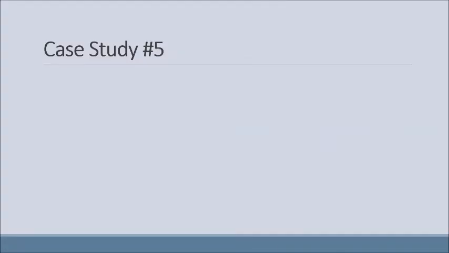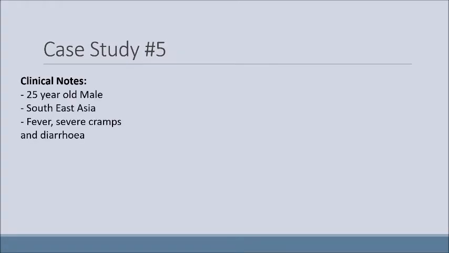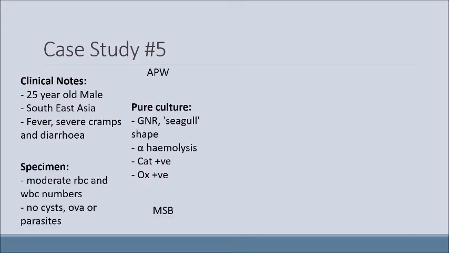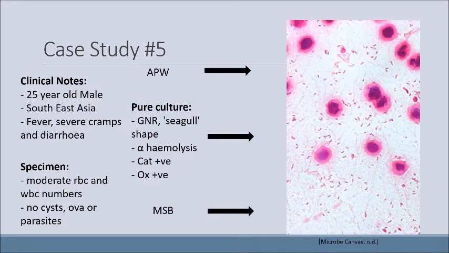Case 5 showed signs of invasive gastroenteritis, with the 25-year-old male having fever, cramps, and diarrhea. A loose stool sample had moderate levels of RBCs and pus cells. The pure culture of the specimen contained GNR bacteria with distinct S shape. Already we were suspecting Campylobacter species due to its unique morphology. Moreover, the organism was catalase and oxidase positive and presented signs of alpha hemolysis, albeit its small zone.